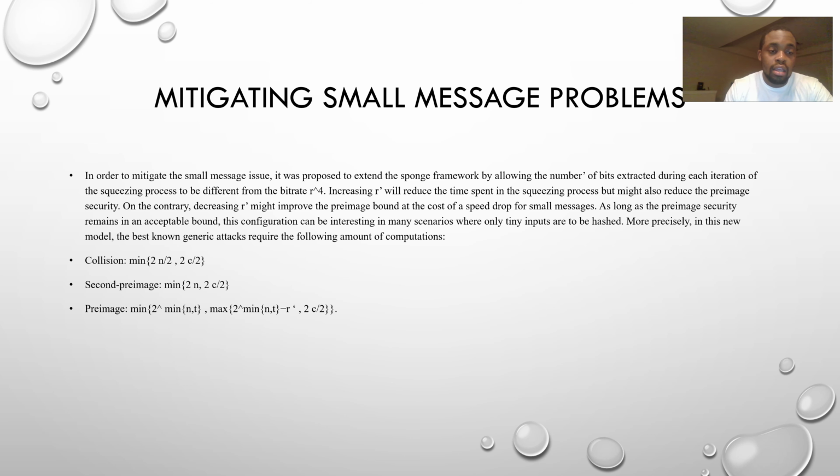The collision: the minimum between 2 to the power n divided by 2 and 2 to the power c divided by 2. The second pre-image: the minimum between 2 to the power n and 2 to the power c divided by 2. And the pre-image: the minimum between 2 to the power n and 2 to the power of the minimum of n and t, and the max between 2 to the power of the minimum of n and t minus r prime, and 2 to the power c divided by 2.